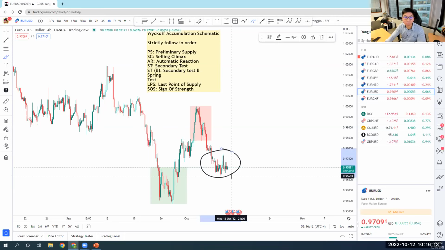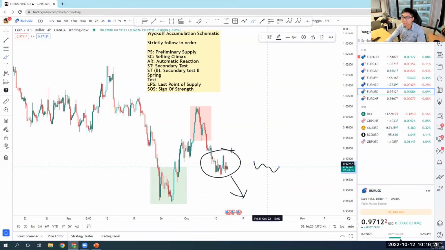What do I mean by redistribute? Where price can continue going downwards, or price can reaccumulate. Reaccumulate is when price does a zigzag after a retracement and continues going upwards.